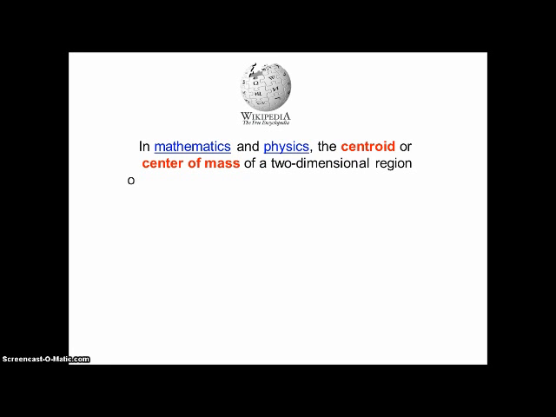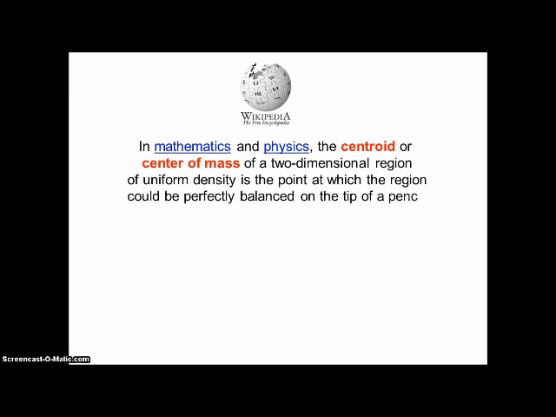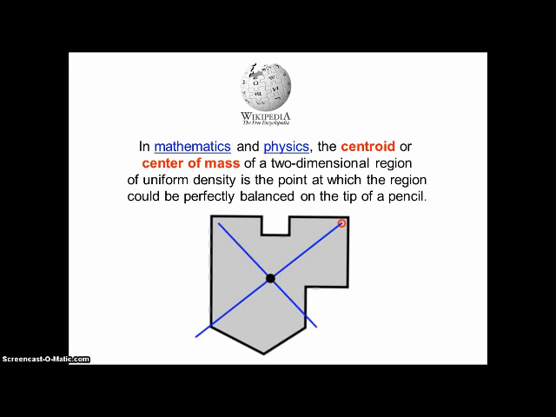From Wikipedia: in mathematics and physics, the centroid, or center of mass, of a two-dimensional region of uniform density is the point at which the region could be perfectly balanced on the tip of a pencil. That's in layman's terms. Something like that.